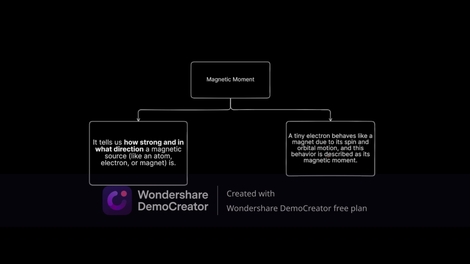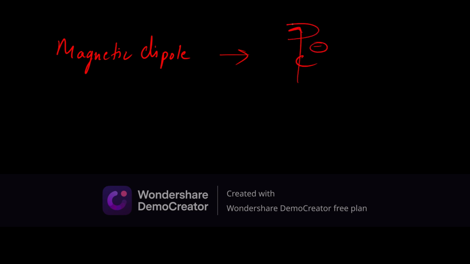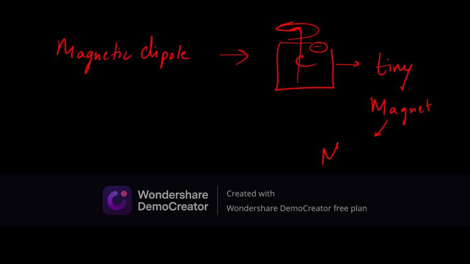Further, what is magnetic moment? To understand magnetic moment, you should first understand what a magnetic dipole is. As I said, the electron is moving, and because of this movement it is creating the disturbance. So the electron itself is acting as a tiny magnet. That tiny magnet is known as a magnetic dipole.